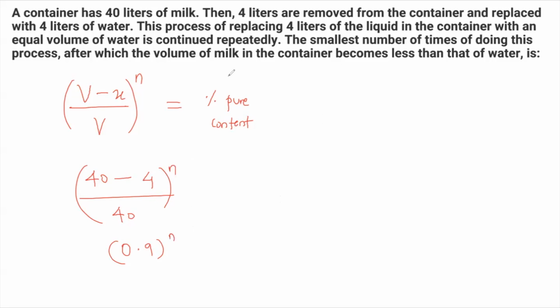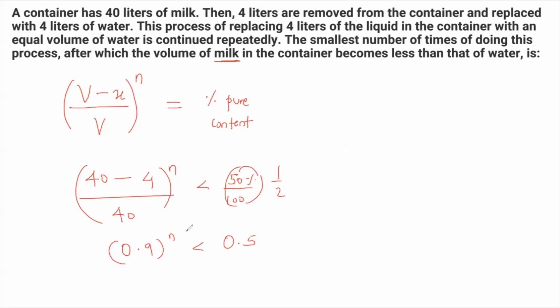Now, as per this question, the volume of milk should become less than that of water. That means in the total solution, the fraction of milk should become less than 50%. 50% in terms of fraction will be 50 upon 100, that is 1 by 2 or 0.5. So you want 0.9 raised to n to be less than 0.5. You can use the on-screen calculator for this. I personally prefer using the powers of 9.